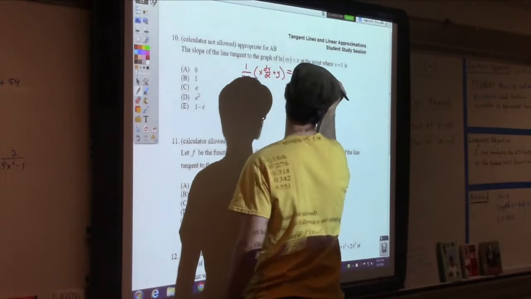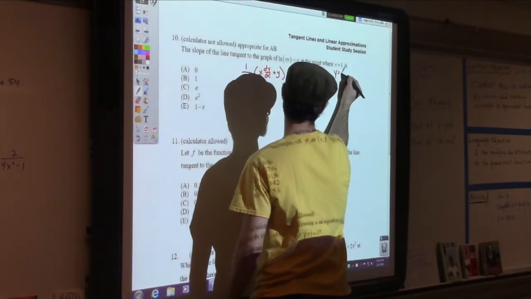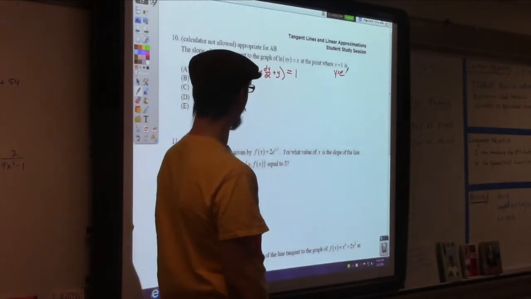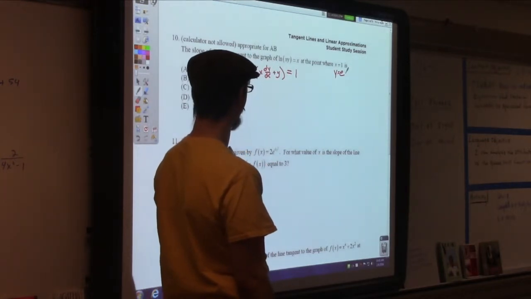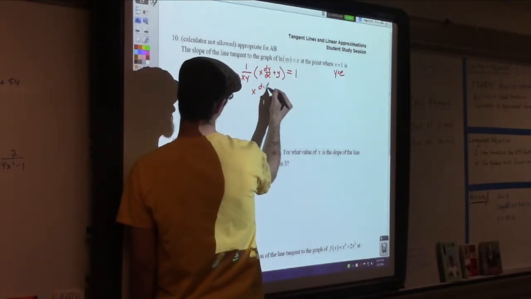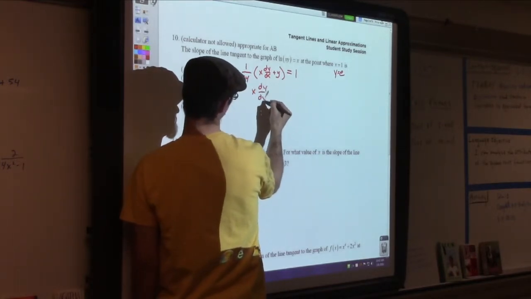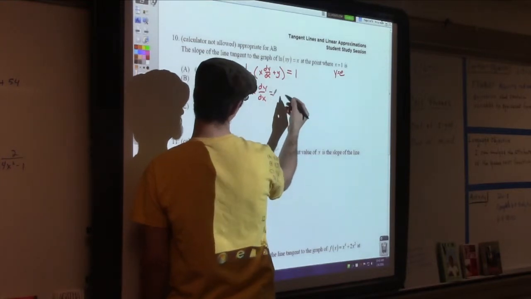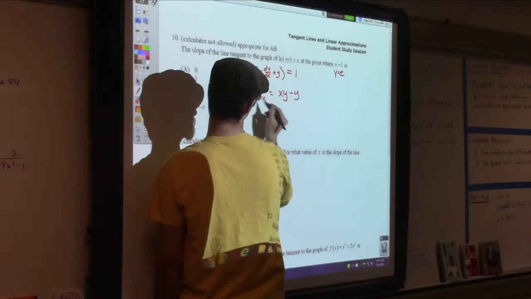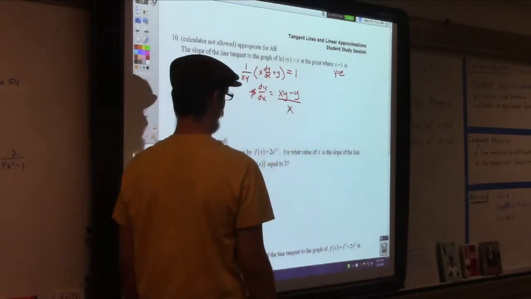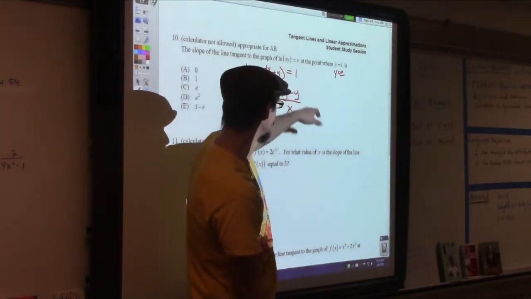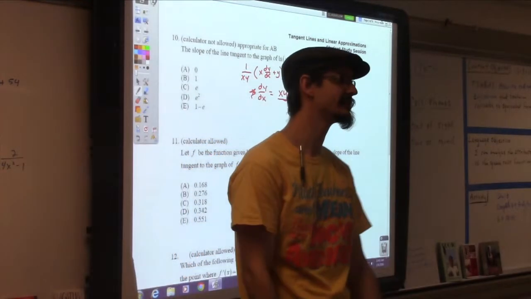So y has to equal e. So we can do a bunch of stuff, and how do I want to do this? I'll do it this way. What is that? X dy dx equal to xy minus y over x. So you substitute all that stuff in, you get e minus e over 1, which is 0.